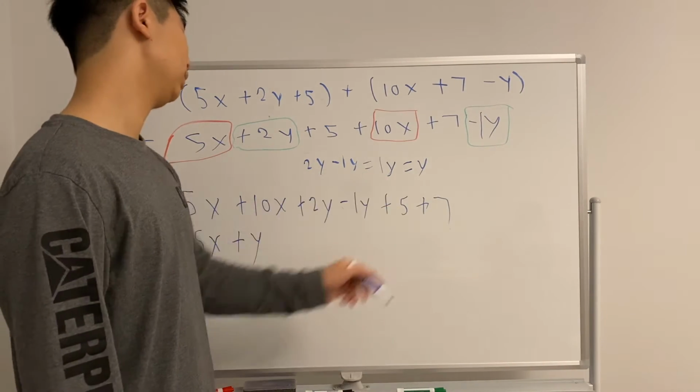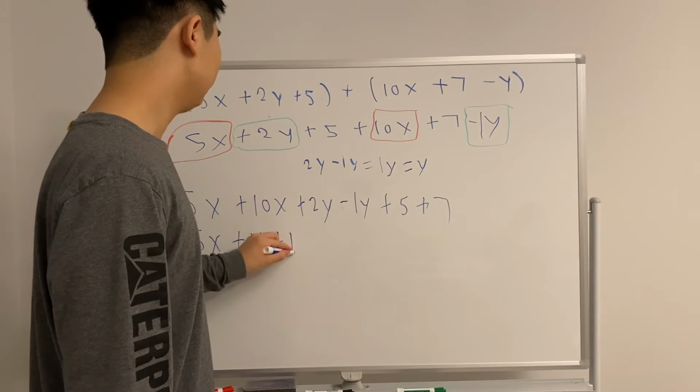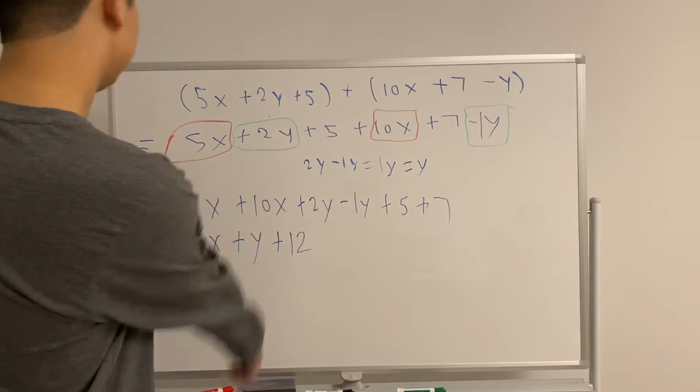And then we have 5 plus 7. That's just 12. So that is our answer.